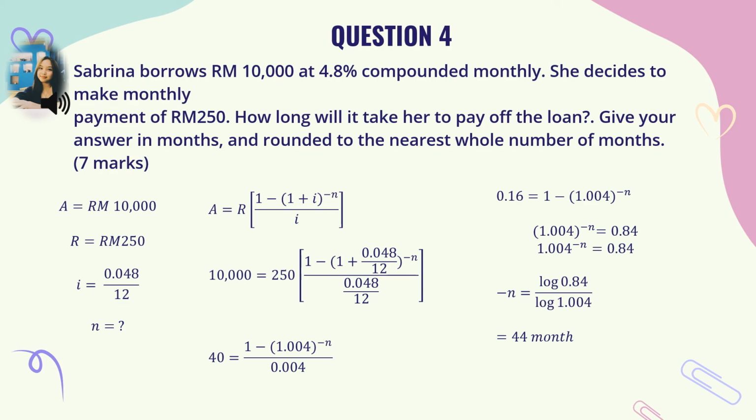0.16 equals 1 minus bracket 1.004 bracket power of negative n. Bracket 1.004 bracket power of negative n equals 0.84. Negative n equals log 0.84 over log 1.004. So the answer is 44 months.